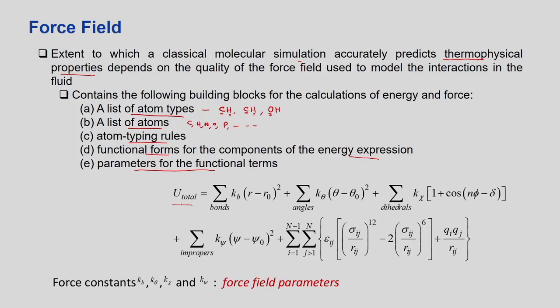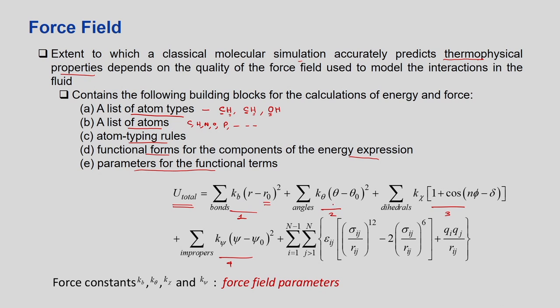So, the total potential is the first 4 terms. Term 1, term 2, term 3 and term 4 represent the bonded interaction. This is the bond term, meaning the vibration of the bond about its equilibrium position. That is k into r square, because we know force is minus kx. So, this will be k into r square, where r is r minus r naught.